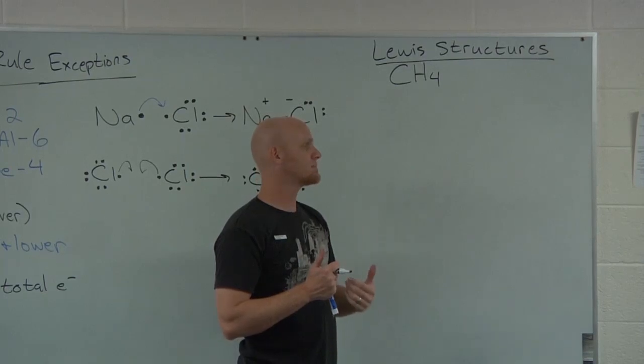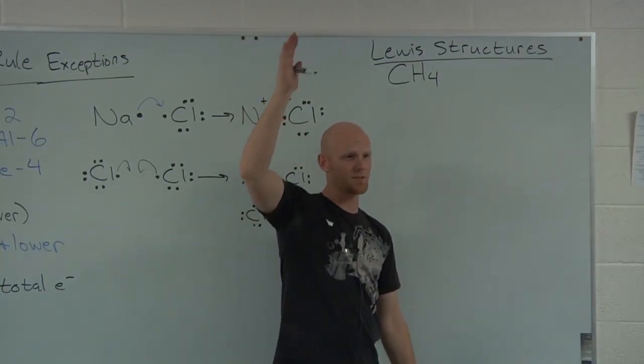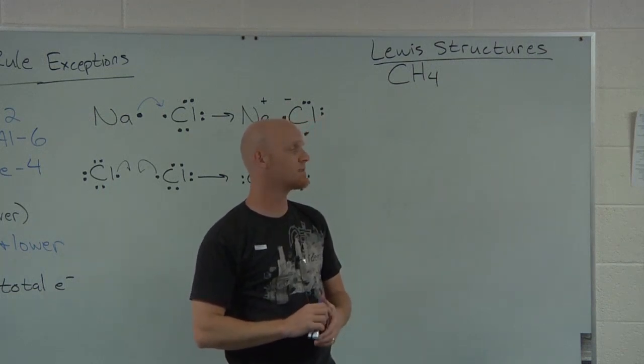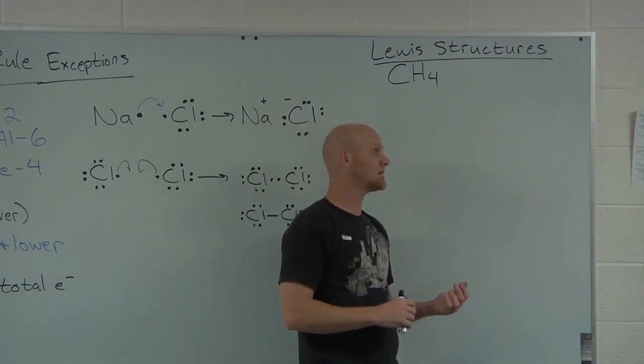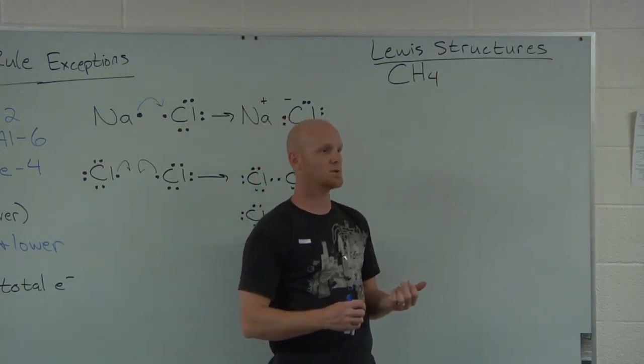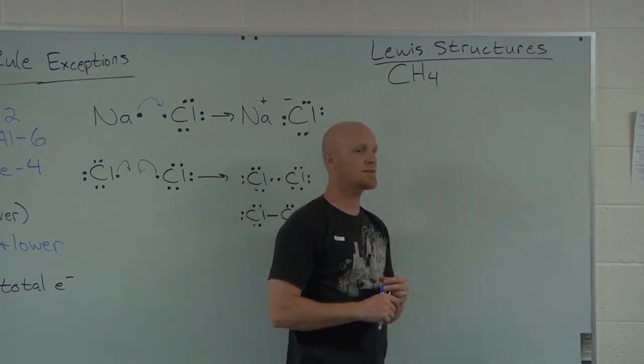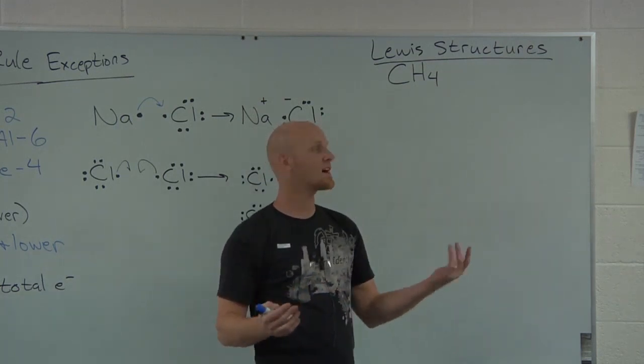If you look on the periodic table, the first group has one valence electron. The second group, the alkaline earth metals, has two. Boron's column, the third group, has 3 valence electrons. Carbon's column has 4. Nitrogen's column has 5. Oxygen's column has 6. Fluorine's column has 7. And the noble gases have 8. That's kind of where it works.